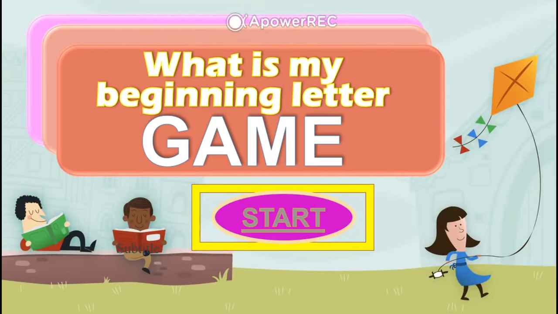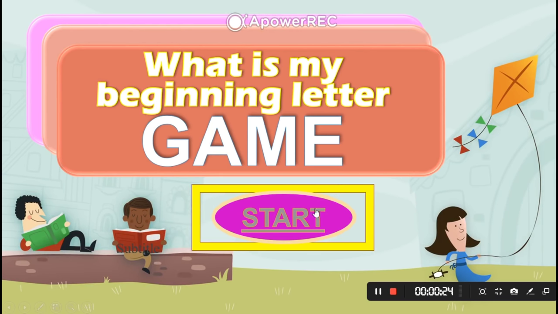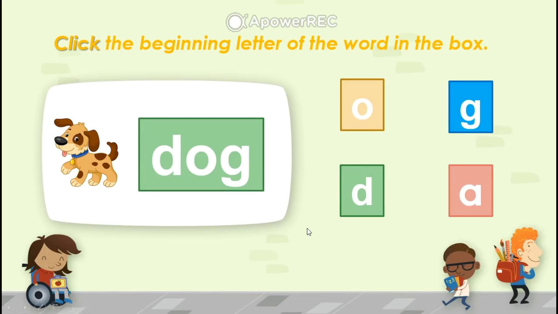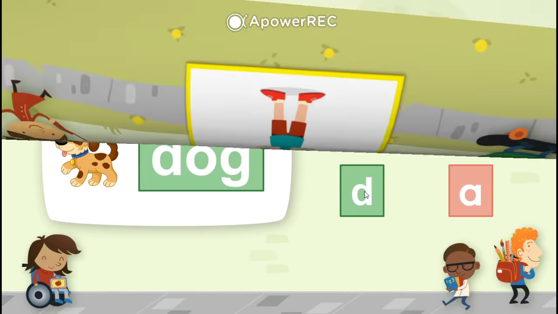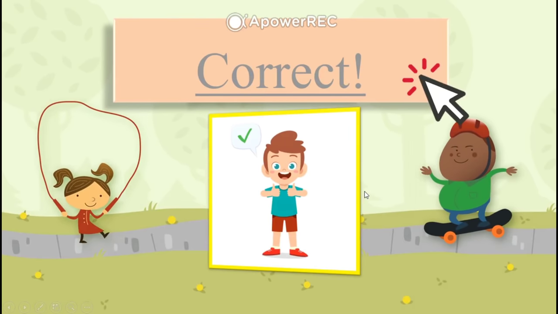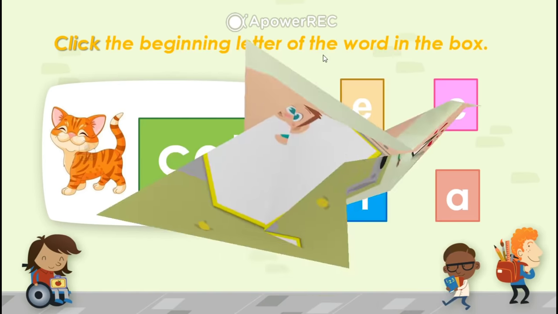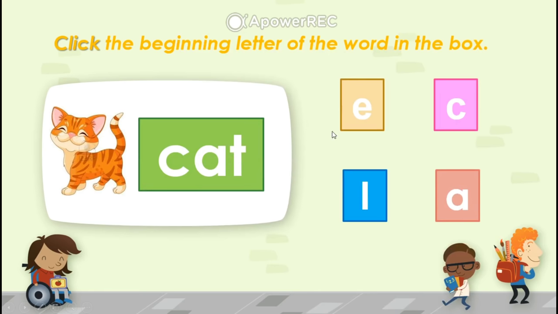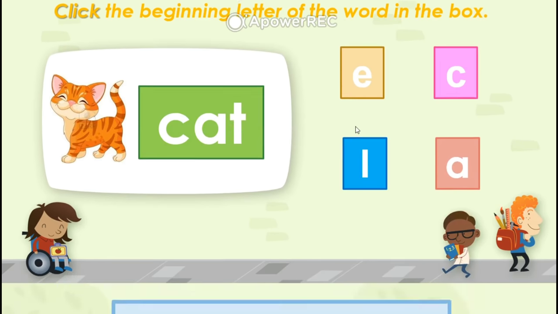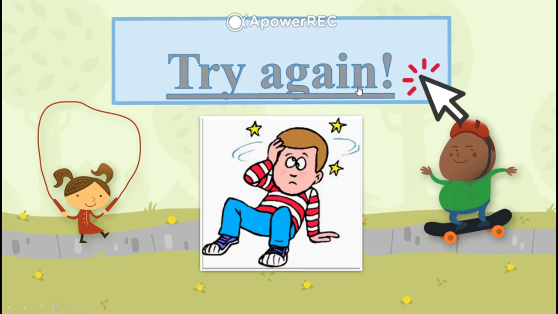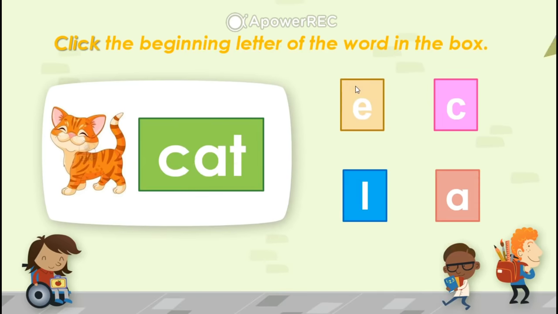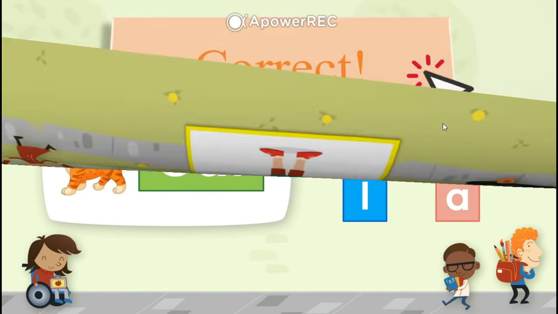What is my beginning letter, Dave? Click the beginning letter of the word in the box. It's letter D. Is it letter C? Uh-oh, try again. It's letter C.